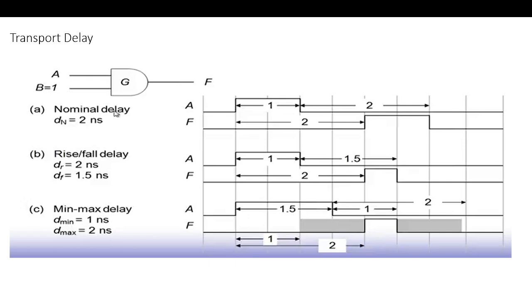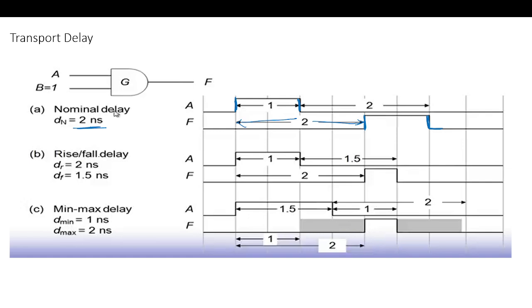Coming to the transport delay, it is the time duration it takes for the effect of an input gate change to appear at the output. So if there is a nominal delay of 2 nanoseconds, the effect of the input change takes 2 nanoseconds to be visible at the output. That is the meaning of the transport delay.